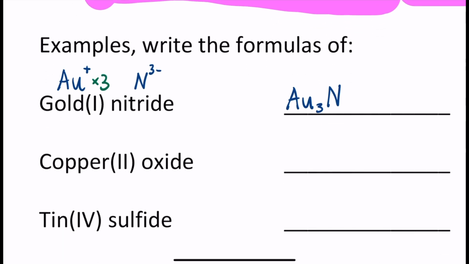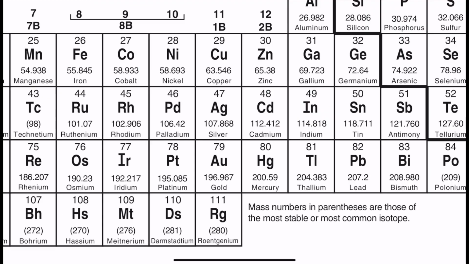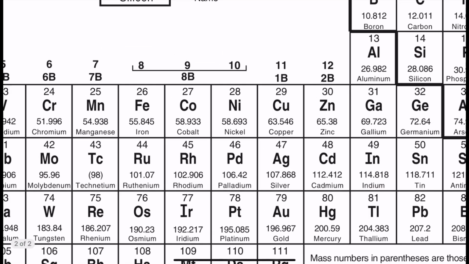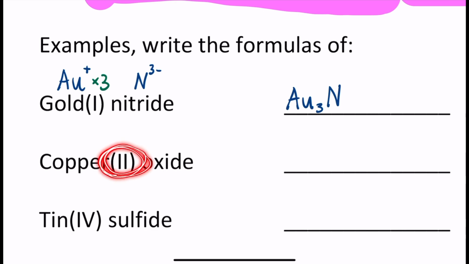Over here, copper(II) oxide. Copper, the symbol is over here. We don't have to worry about the charges because they give it to us. The charge of the metal is given in the Roman numeral. Copper is a 2 plus charge. Oxide is O with a 2 minus charge. I mean, this one seems pretty cut and dry to me.